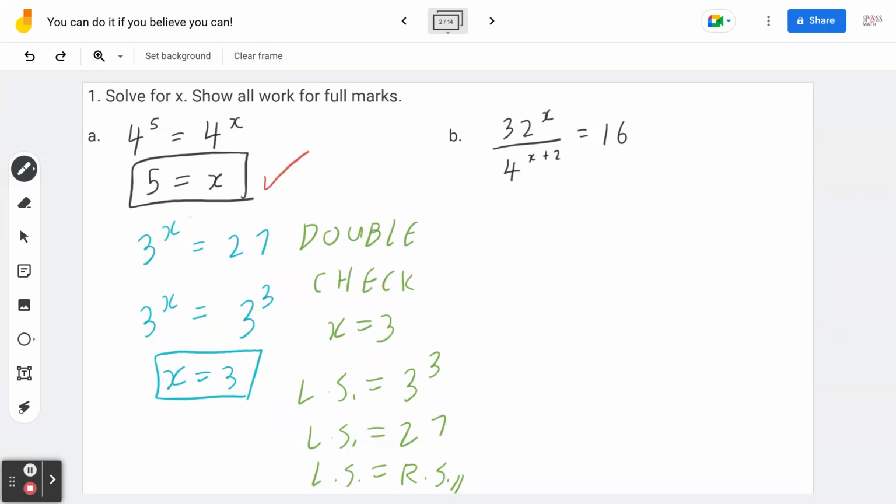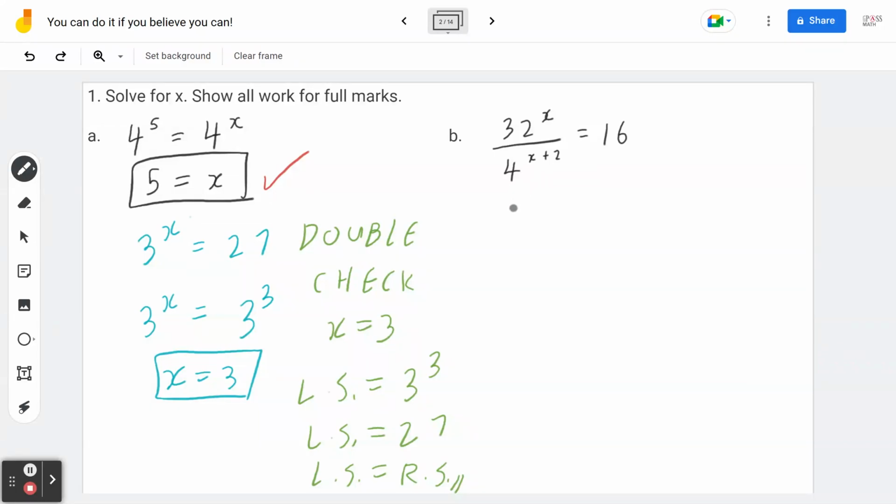Example 1b. 32 to the power of x divided by 4 to the power of x plus 2 equals 16. So again, the first step is you have to find a common base. Think about 32, 4, and 16. The common base is not 4. The common base is going to be 2.